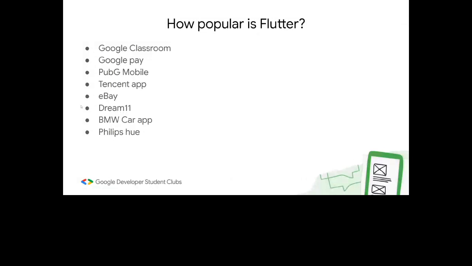So Dream11 is made in Flutter, and the BMW car app, which is basically an extension of user sign up. What they can do is lock or unlock the car. That is made in Flutter. And the last one, which is also available in India, I don't know how many of you have been using this app, but Philips Hue is also made in Flutter.